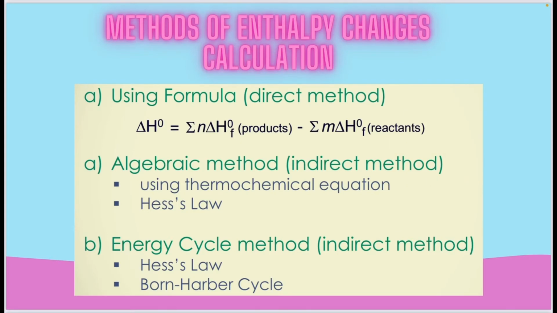Methods of enthalpy change calculation. Number 1, using formula, direct method. So this is as usual, you know already how to calculate, use this formula. And second one, algebraic method, indirect method, using thermochemical equation, Hess's law. Third one, energy cycle method, indirect method, using Hess's law and Born-Haber cycle.